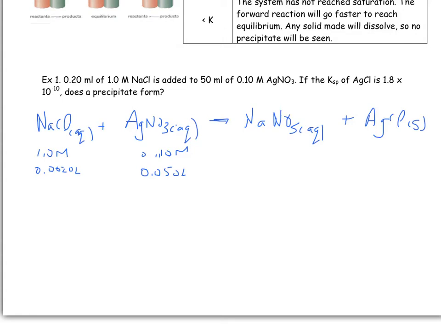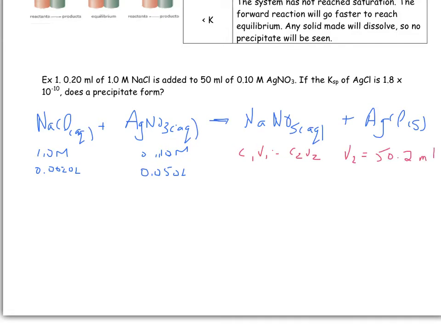Or we could view this as just a straight dilution. I'm taking two solutions and mixing them together. What would the concentration of each ion be before they reacted? So you can use C1V1 equals C2V2 and use V2 equaling the combined volumes of the solutions, or 50.2 mils.